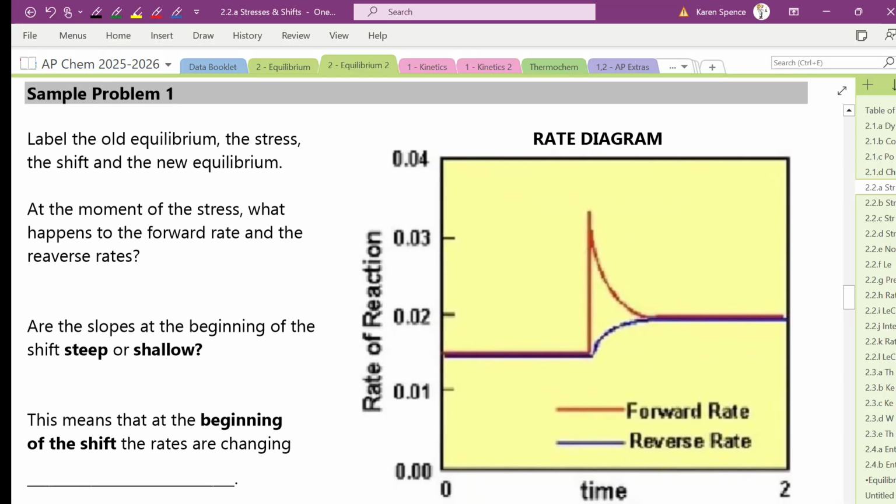All right, so sample problem number 1. Let's label on here the old equilibrium, the stress, the shift, and the new equilibrium. Take a moment and do that.